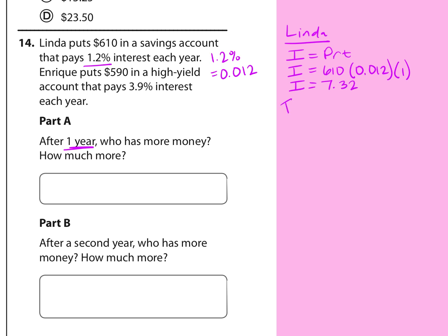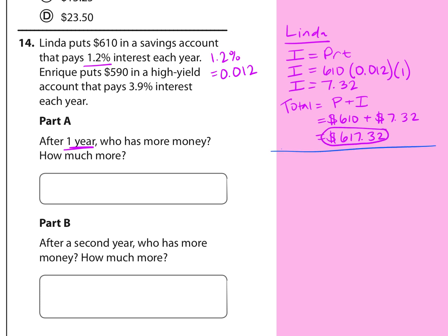So the total is her principal plus interest, so $610 plus $7.32, which is $617.32. That's for Linda.